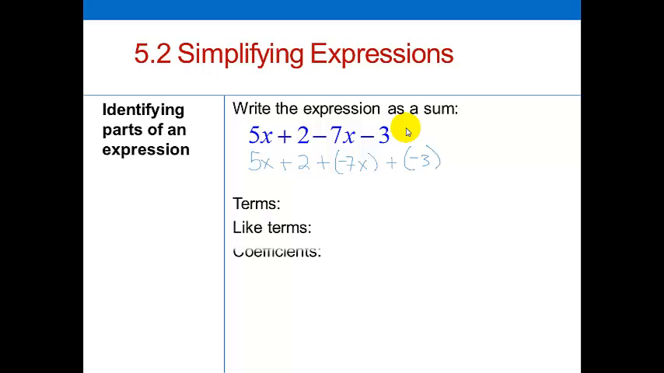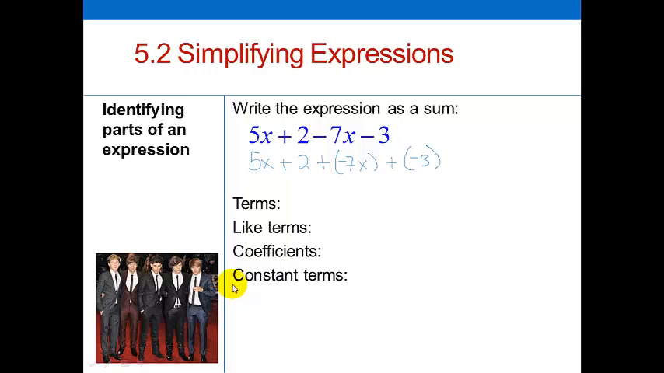So we have our terms we need to identify, our like terms, our coefficients, and our constant terms. So I like this photo because they look kind of similar in here. And so the terms that we have would be 5x, 2, negative 7x, and negative 3. So I'm just going to write that down. We have 4 terms.